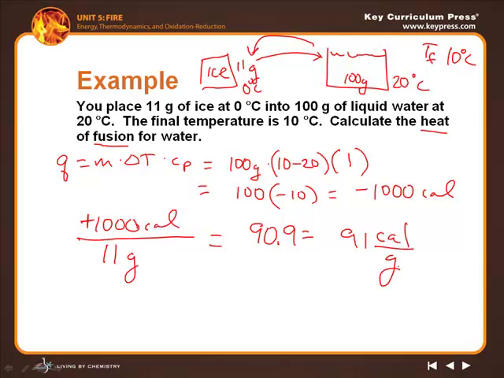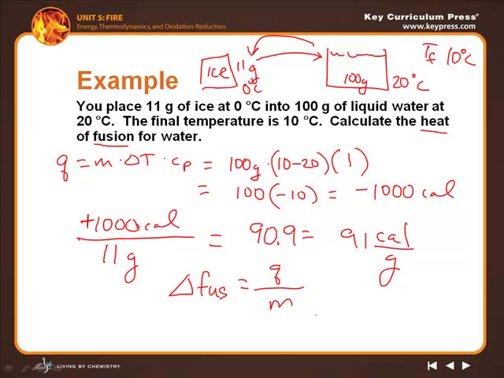So if we had 1 gram of ice, we would have to add 91 calories to it to melt it completely. If we didn't add 91 calories, would it melt? No. What if we had 1,000 grams of ice? Would we have to add more calories? Absolutely. So this is called the heat of fusion for water. From our calculations, the heat of fusion equals the energy in calories divided by the mass in grams. So we took Q divided by the mass in grams and got what's called the heat of fusion.